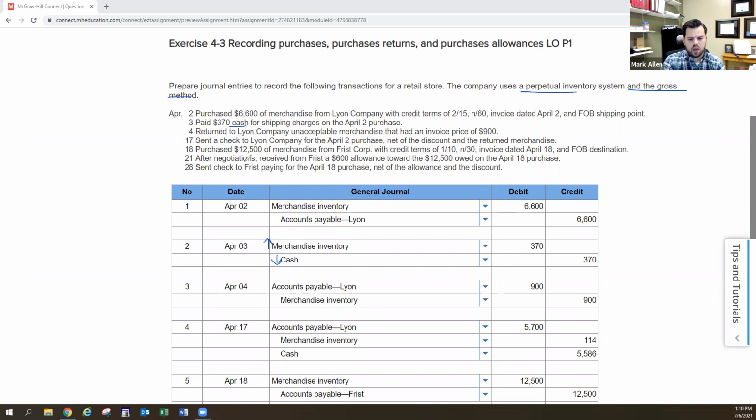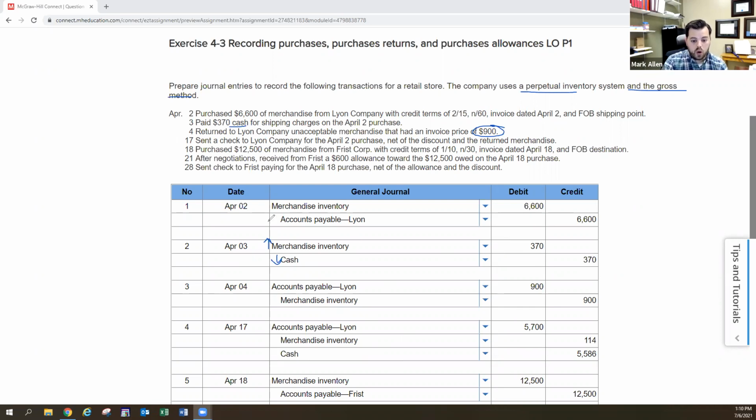Now on the 4th, we returned to line unacceptable merchandise that had an invoice price of 900. So you'll notice here, I told you earlier, a return triggers 2 entries, but on April the 4th, we've just got 1. A return will trigger 2 entries when you are the seller because you are receiving the inventory back and having to reverse the revenue. When you are the buyer, you're just sending it back.